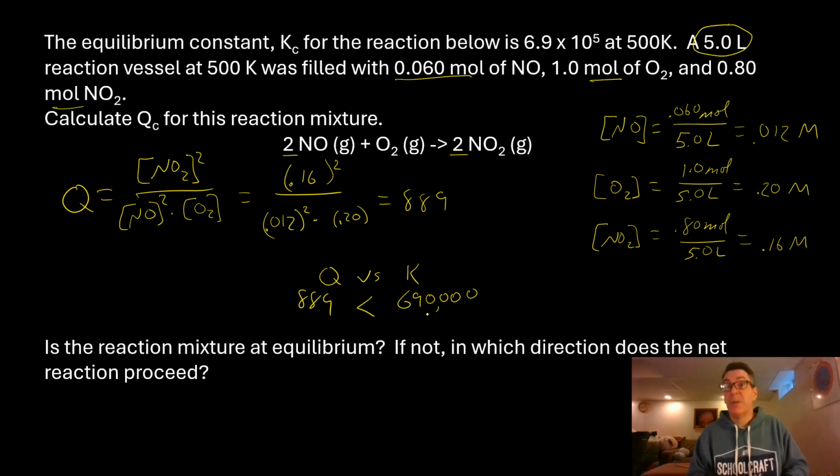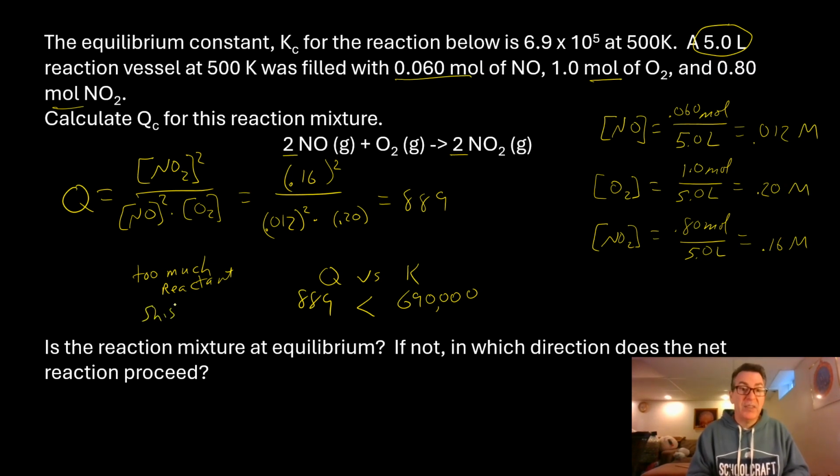When Q is too small compared to your K value, that means you've got too much reactant in the system. That's not at equilibrium. If they're equal to each other, then they are at equilibrium. But in this case, whenever Q is less than K, that means you've got more reactant than you're supposed to have at equilibrium. So to get to equilibrium, this equilibrium needs to shift to make more product. In other words, we say it shifts to the right.